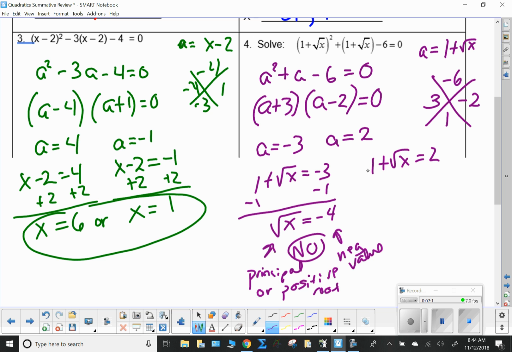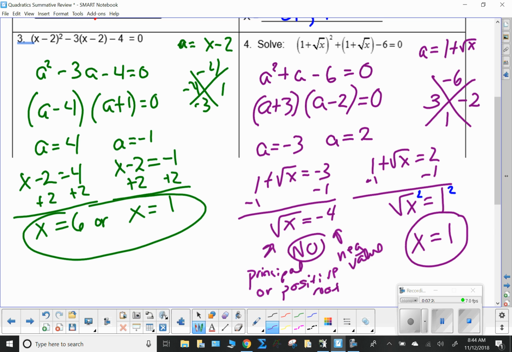Let's try the other one. I subtract 1 from both sides, and the square root of x is equal to 1. Now I can square both sides, and x is equal to 1. Remember that the radical's already there, and there's not a negative in front of it, it's implying that you're looking for the positive root. Negative 4 is not a positive root, so we can't do that.